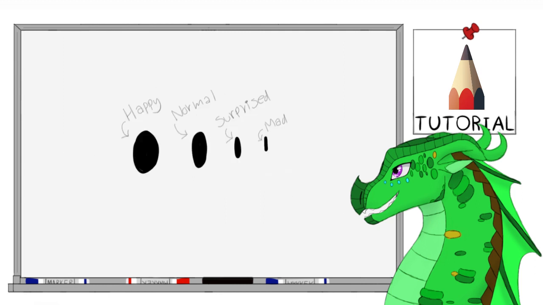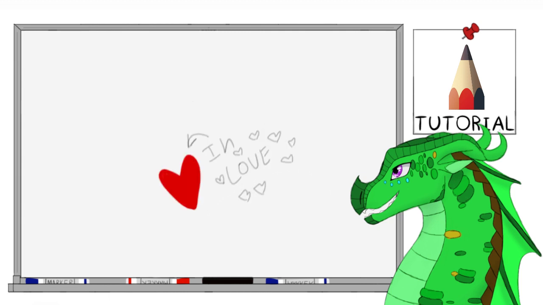Also, I have a quick example of pupil sizes for you. The bigger the pupil is, the happier your dragon tends to be. And when the pupil is small and slitted, kind of like a cat's eye, it tends to be an angry dragon. And, of course, we have this pupil for the occasional love-struck dragon.